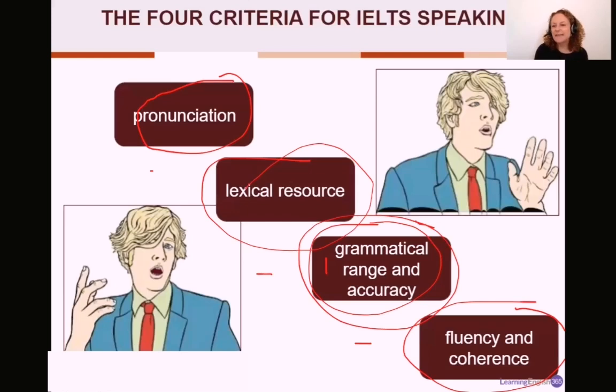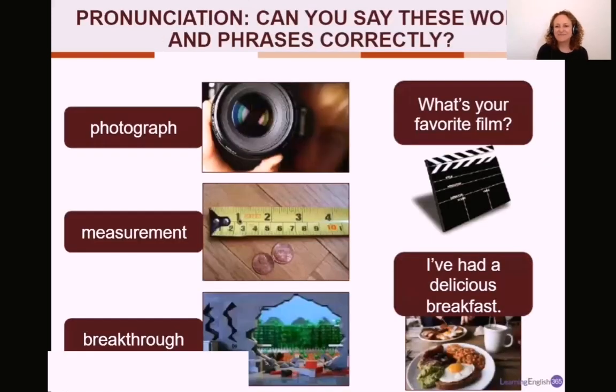Let's look at each one of these in a bit more detail now. Pronunciation. You've got some words on the screen and a question and a statement. Can you say those words and the question and the statement correctly? So I'll read them for you.